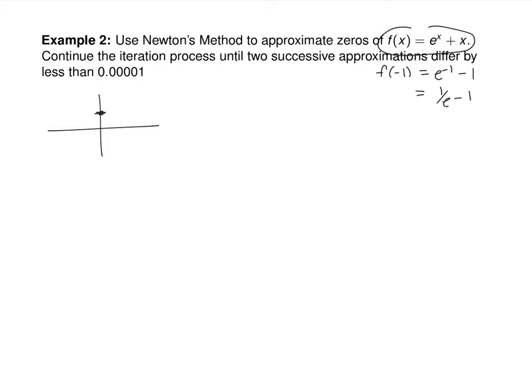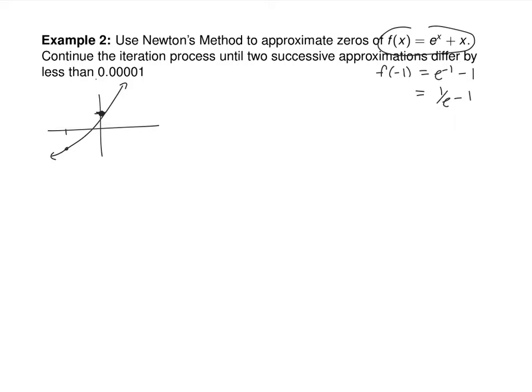And 1 over e is kind of like a half, right? Because it's 1 over 2, more like a third. It's going to be a negative number of some sort. When you plug in -1, you get a negative number. So the sign change happens someplace in between -1 and 0. There's a 0 in that place.